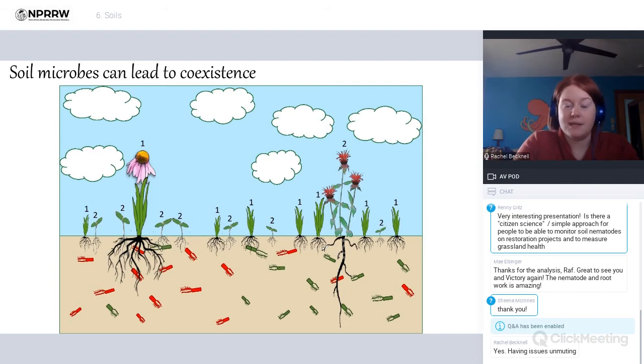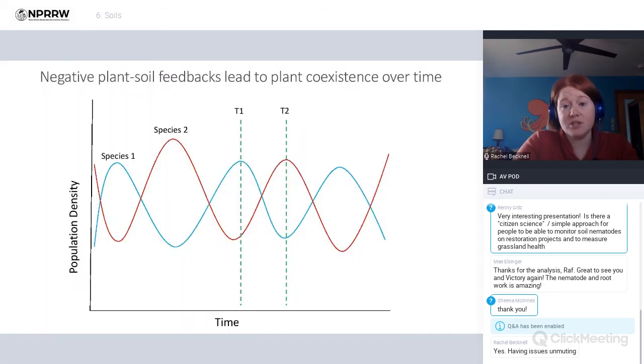You don't have very many seedlings of species 2 around the adult mint plant, but the further away you get, you have more of these seedlings. They're able to escape. And this is essentially what we call negative plant soil feedback, where a plant species is much more negatively impacted by its own soil pathogens than it is by the soil pathogens of other species. So this is what should lead to coexistence of these two plant species over time.